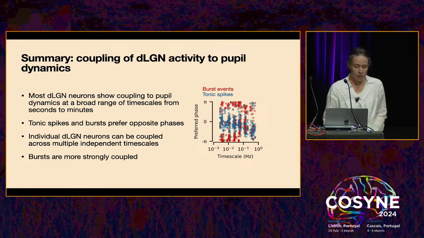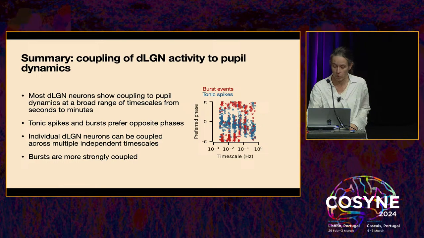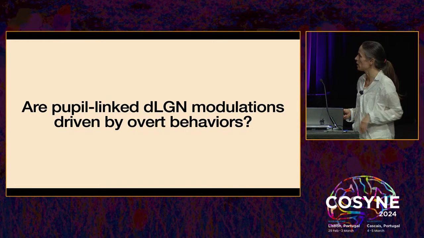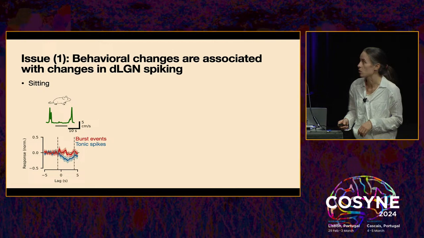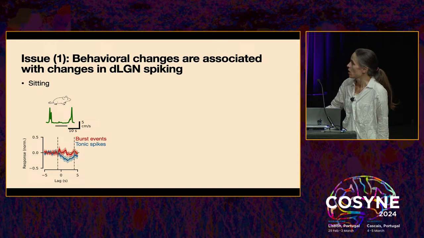So far, I've talked about how we interpret this as internal state modulations, but the question is, maybe this is not really internal state, and these pupil-linked LGN modulations that I've shown might be driven by overt behaviors. So the issue is that behavioral changes are associated with changes in LGN spiking. You can see, for example, when the animal starts sitting, we see a decrease in tonic spikes and maybe a slight increase in burst events.